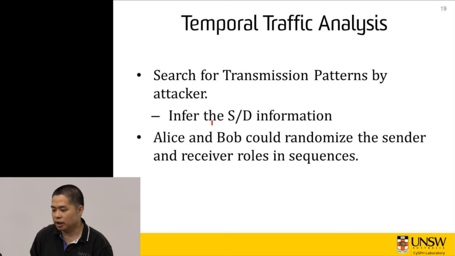It's based on the transmission pattern without being changed. So in order to defend against such temporal traffic analysis, Alex and Bob can randomize the sender and receiver roles in sequence. For example, in the first one, Alex will initialize the bit establishment as the sender, and in the last one, Bob can be the sender to initialize the establishment. So the pattern that odd-numbered transmissions are always from Alex and even-numbered transmissions from Bob won't hold. By randomizing the sender and receiver roles, the attacker is not able to guess who is the actual sender and who is the actual receiver.